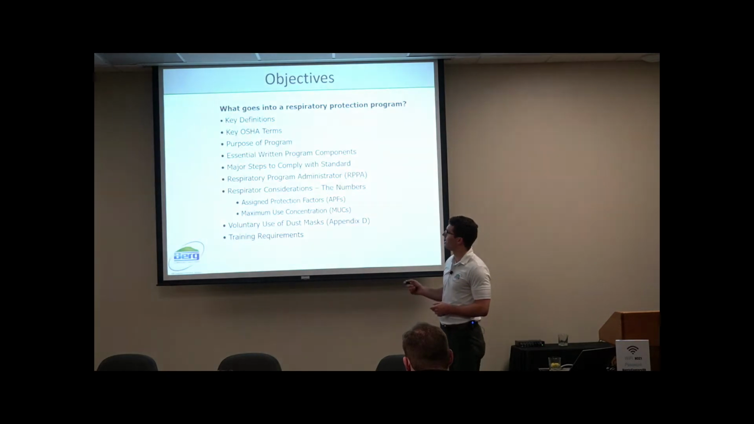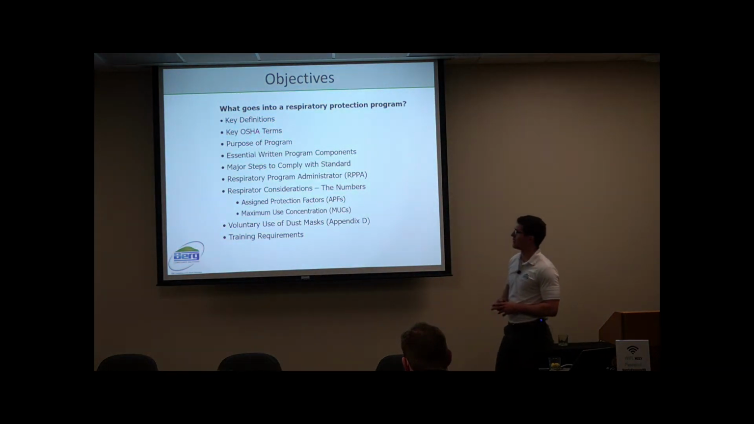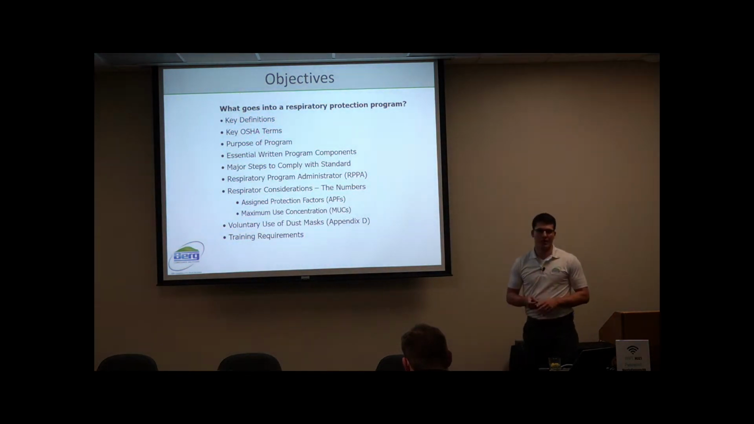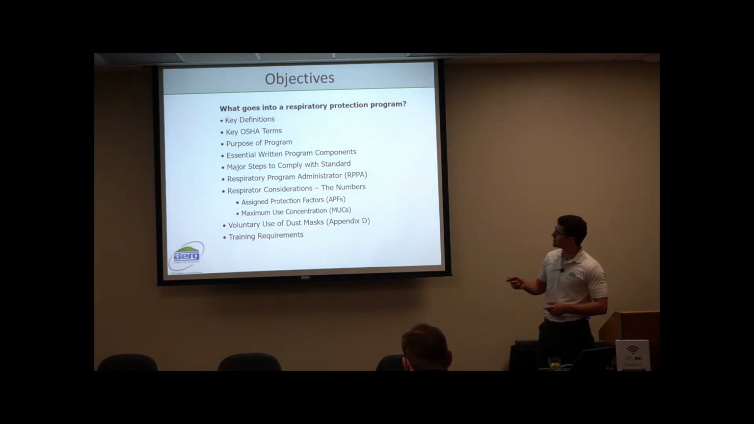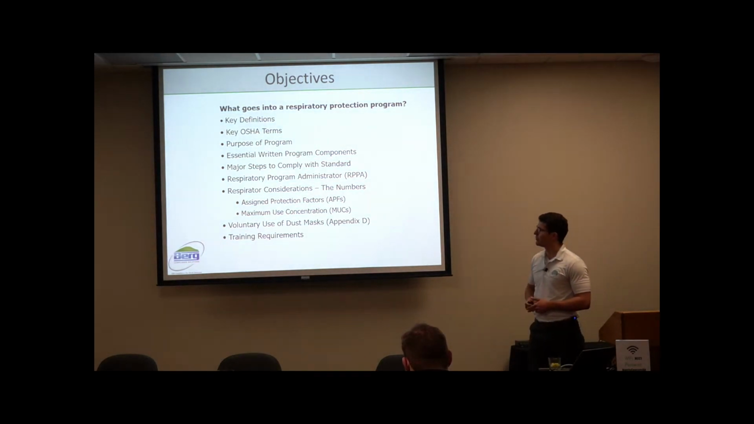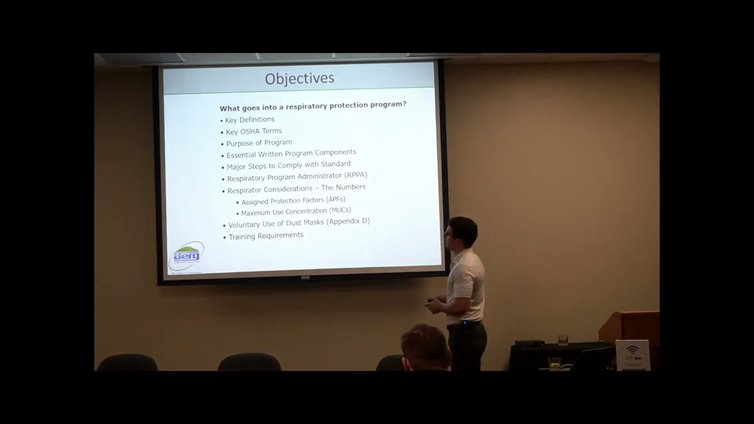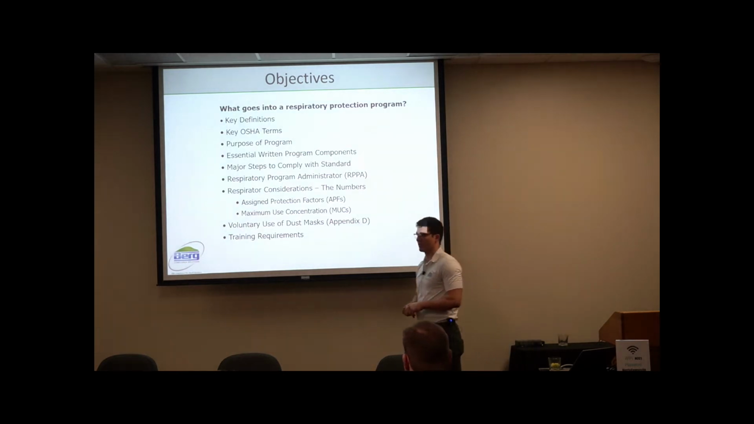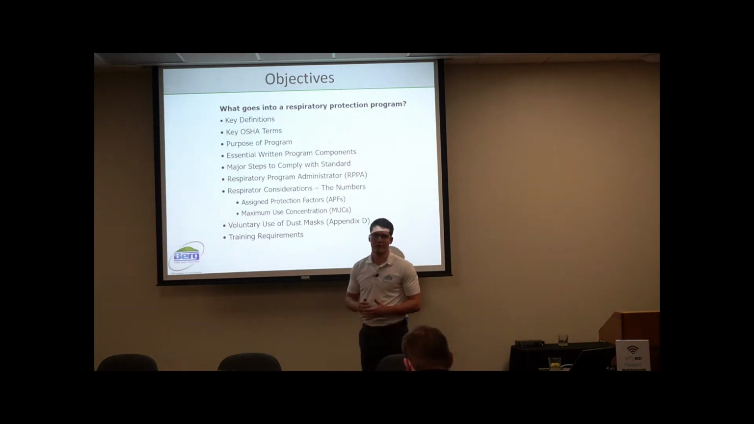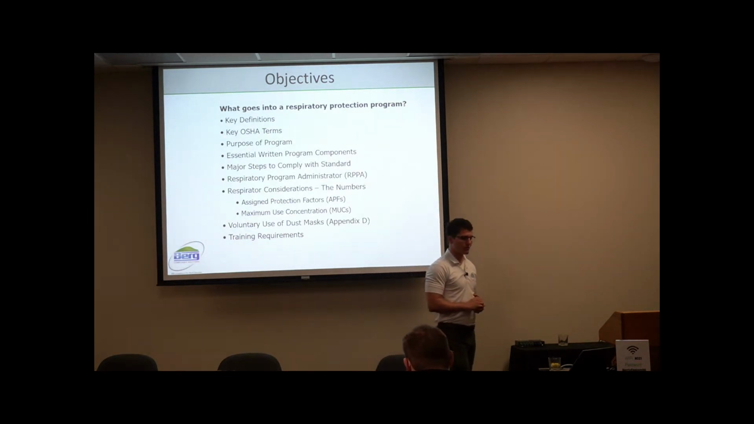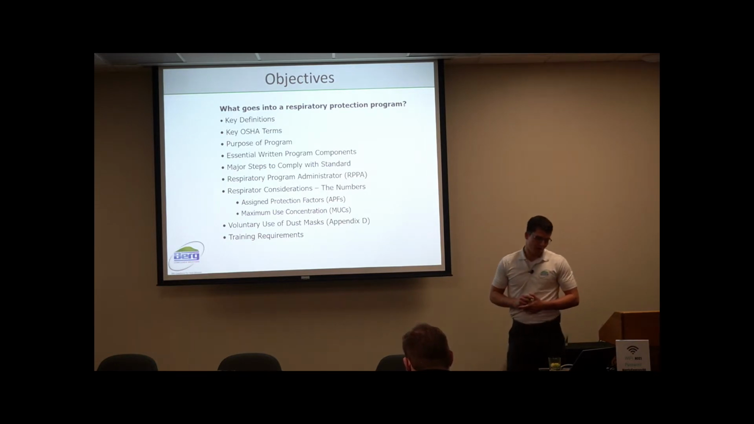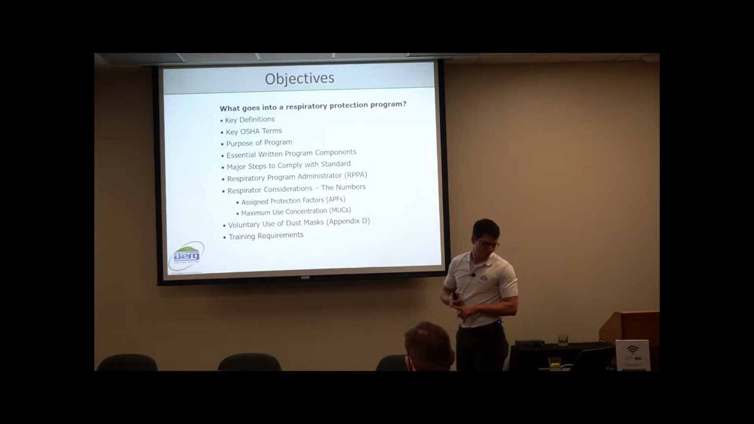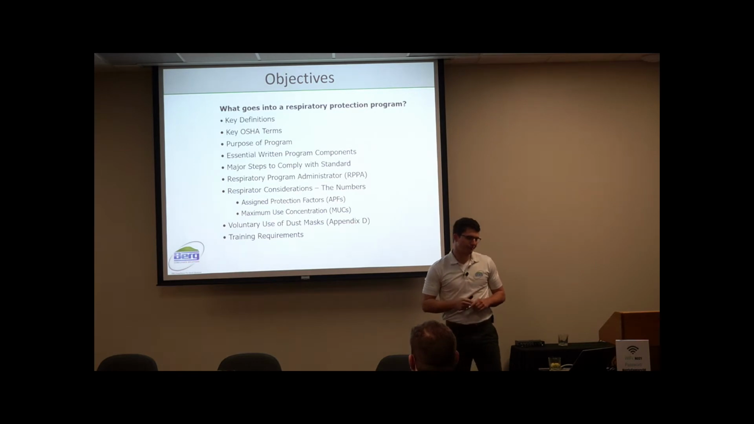Okay, so what we're going to talk about today, that first third or so, is going to be a lot of background on the program, on OSHA standards. And then towards the middle here, you'll see a purpose of the program, and then essential written program components, and then the major steps to comply with the standard. You'll see step 1, step 2 on the top, and when you see those slides, that's the information you definitely want to take note of, as those are crucial to any program. All right, and then we'll finish off with RIPA, your Respiratory Protection Program Administrator.